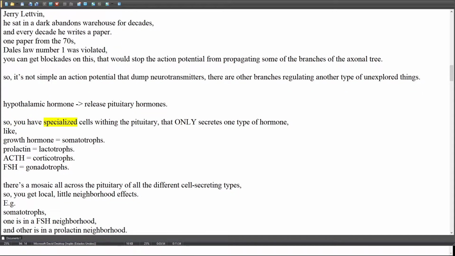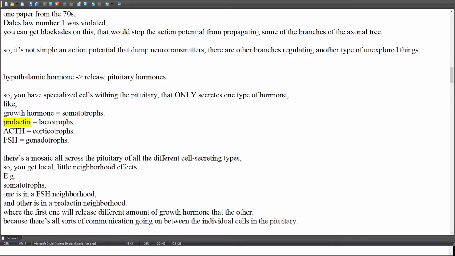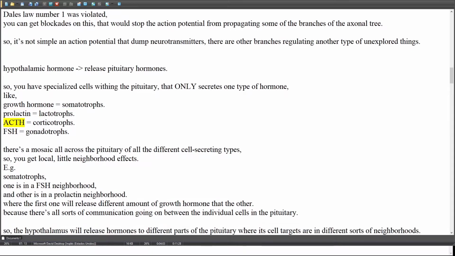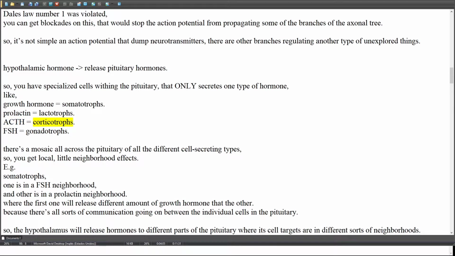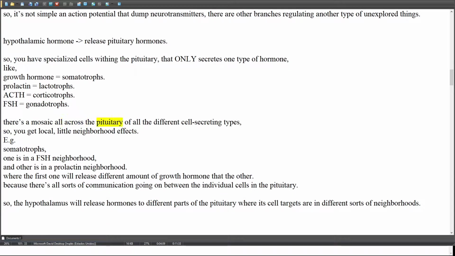Hypothalamic hormones release pituitary hormones. You have specialized cells within the pituitary that only secrete one type of hormone. Like, growth hormone equals somatotrophs. Prolactin equals lactotrophs. ACTH equals corticotrophs. FSH equals gonadotrophs. There's a mosaic all across the pituitary of all the different cell secreting types.